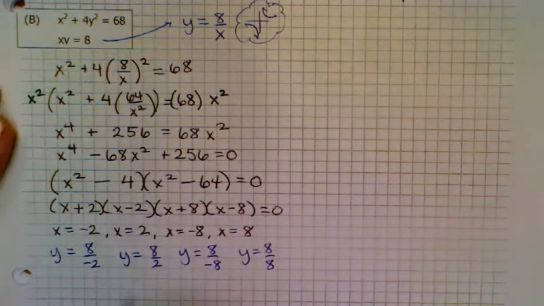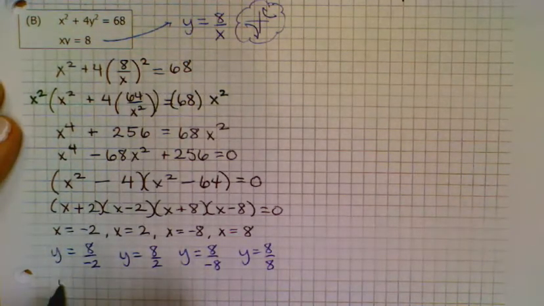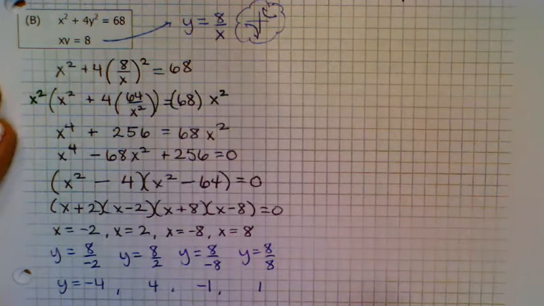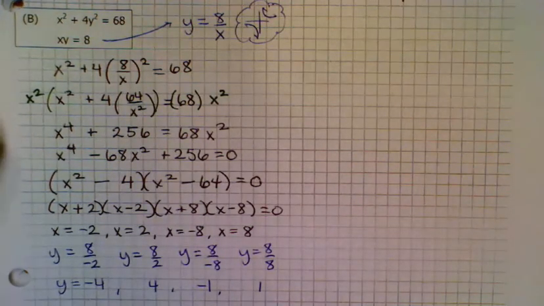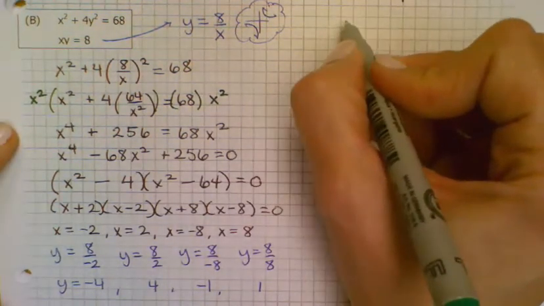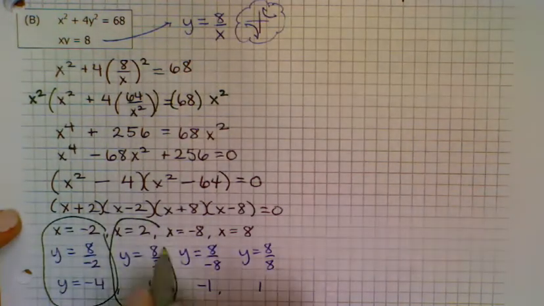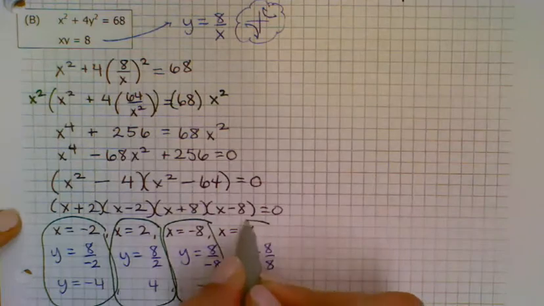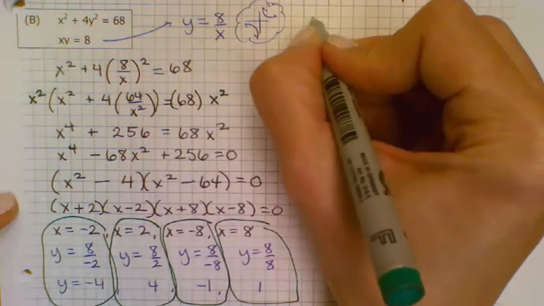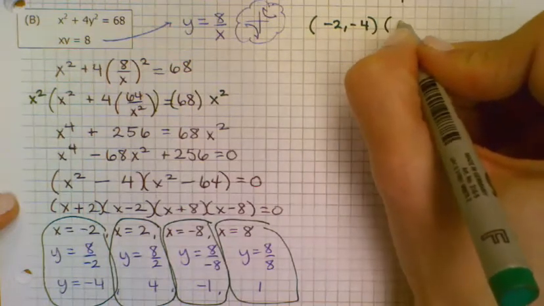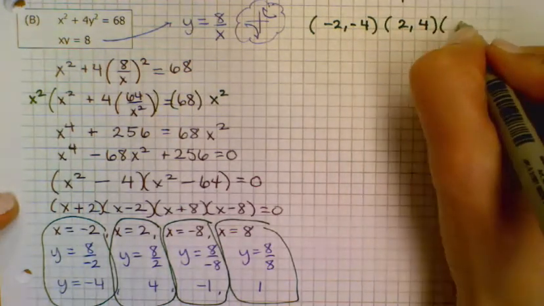So each one, and you can of course do that step mentally, and then we end up with negative 4, 4, negative 1, and 1. Okay, so our ordered pairs, and I think I've run out of room here. So our ordered pairs for this one, remember that they have to match up. We can't pick and choose, mix and match. Okay, so we have negative 2 goes with negative 4 only. Positive 2 only goes with positive 4, and so on.